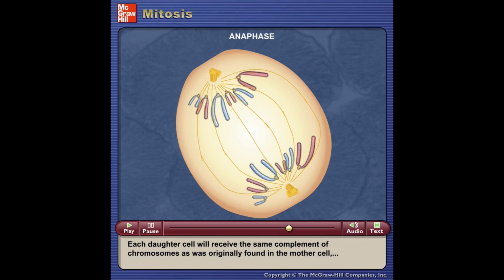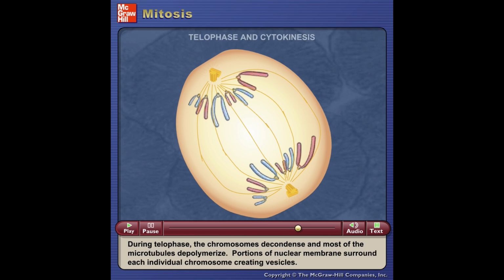Each daughter cell will receive the same complement of chromosomes as was originally found in the mother cell, thus assuring that each daughter cell gets an identical copy of genetic information. During telophase, the chromosomes decondense and most of the microtubules depolymerize.